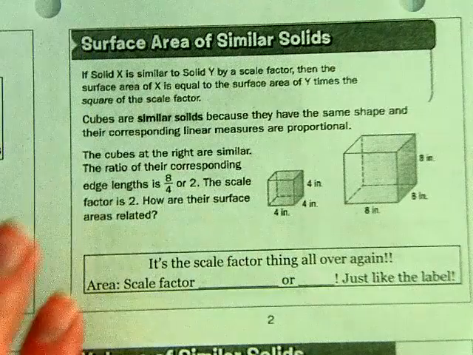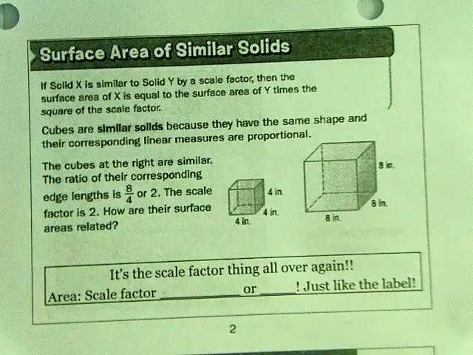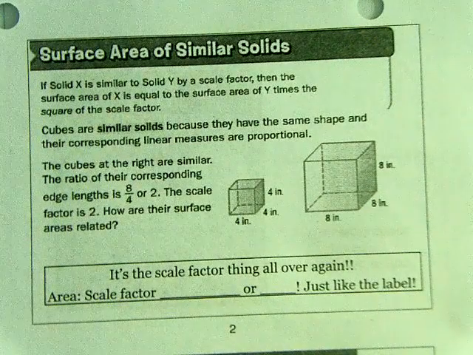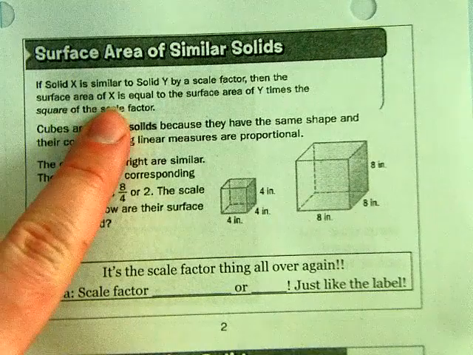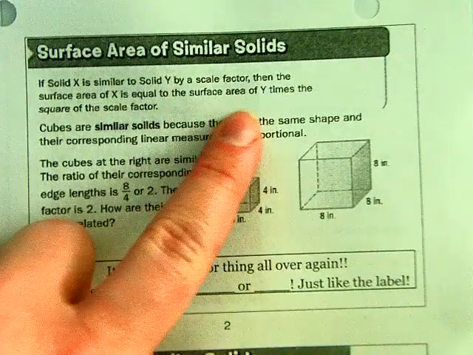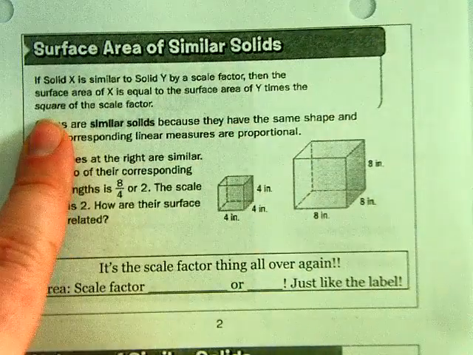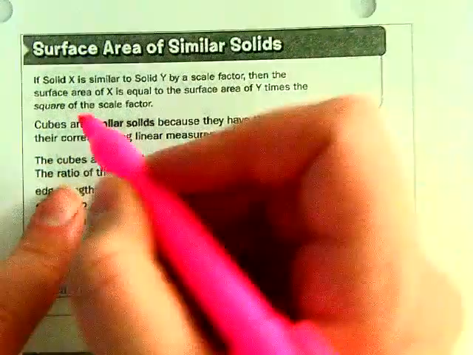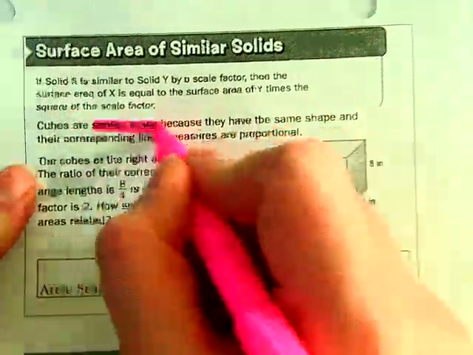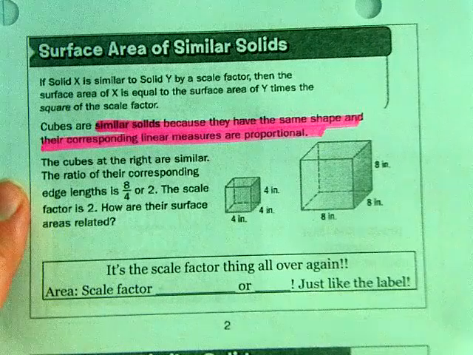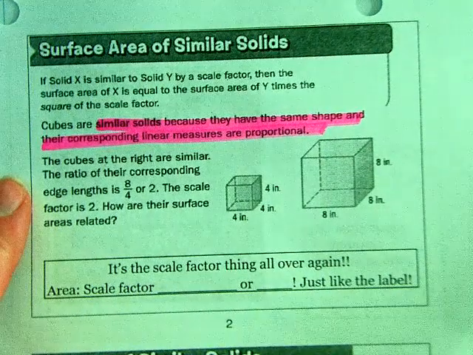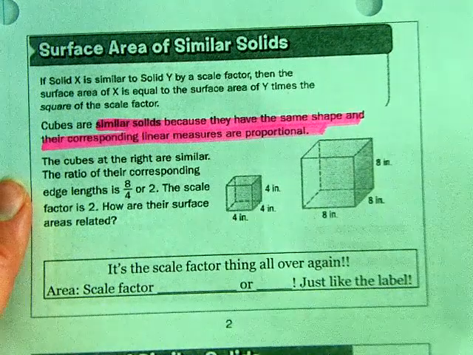Okay, so a couple of vocab words here. Surface area of similar solids. If a solid is similar to another solid by a scale factor, then the surface area of the first one is equal to the surface area of the second one times the square of the scale factor. We've already done this. Cubes are similar solids because they have the same shape and their corresponding linear measures are going to be proportional. So we can set up scale factors and find the squares or cubes.